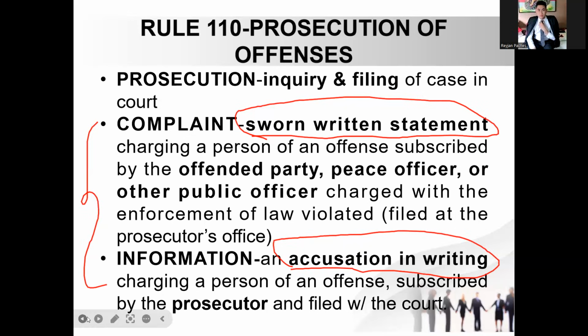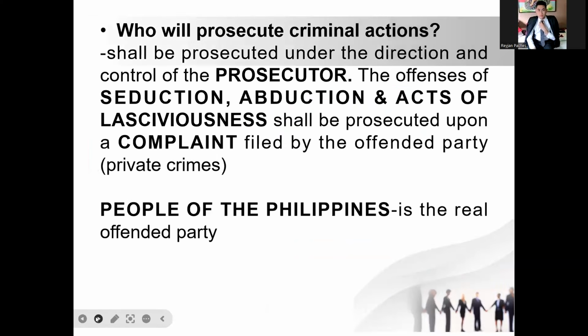Okay, next. Ang tanong ngayon, who will prosecute criminal actions? Of course, class, ang prosecution, under the control yan ng tinatawag natin na prosecutor, specifically yung public prosecutor natin. But of course, yung mga offenses class na seduction, abduction, acts of lasciviousness, ang magpo-prosecute yan, of course, by filing a complaint by only the offended party. Yan yung tinatawag natin na private crimes.